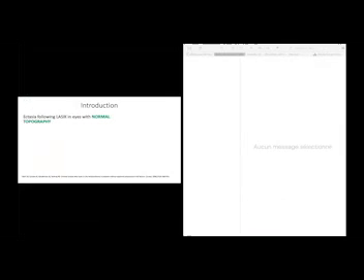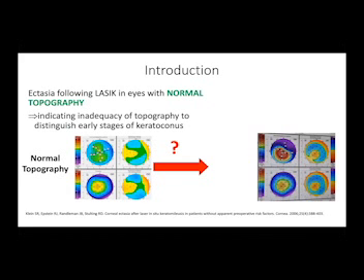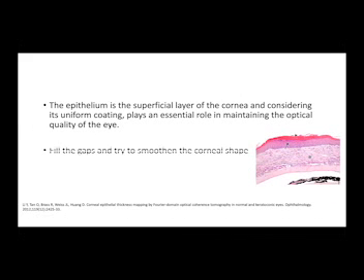So the problem in refractive surgery is the ectasia, the post-LASIK ectasia, and there are some cases of normal topography with post-LASIK ectasia. That means that there is a problem in topography that does not distinguish or diagnose very early stages of keratoconus. So the role of the epithelium is to fill the gaps and try to smoothen the shape of the cornea.